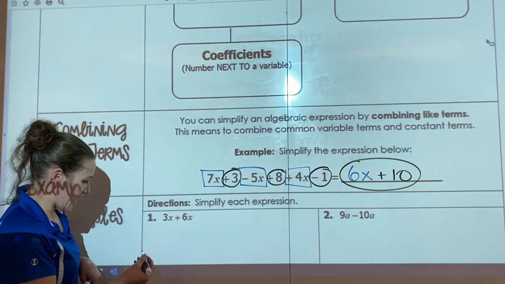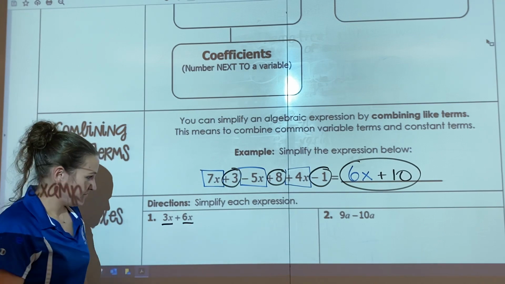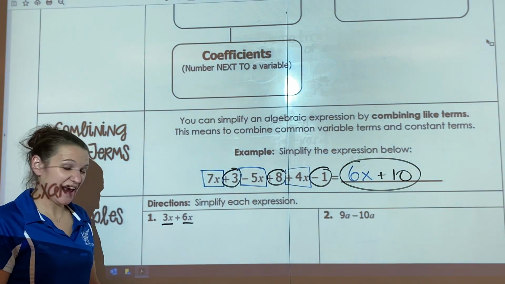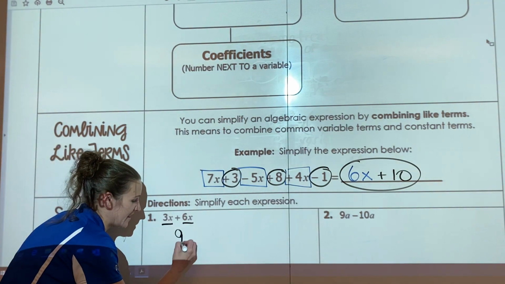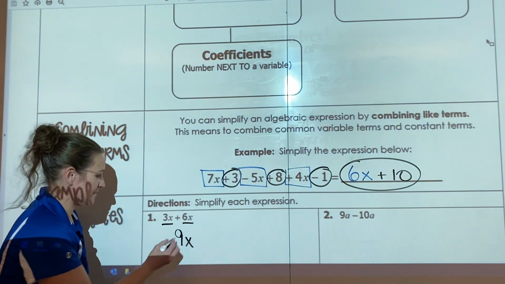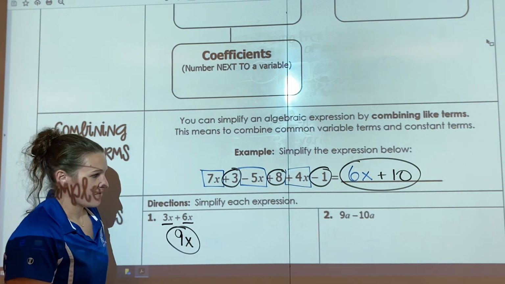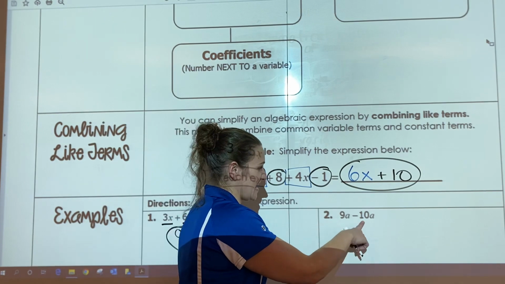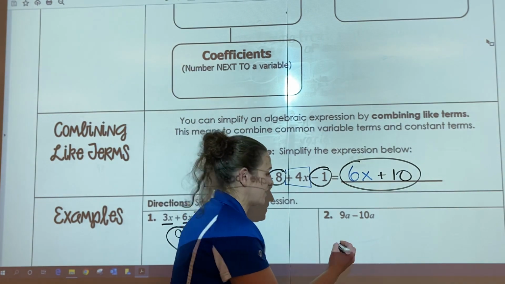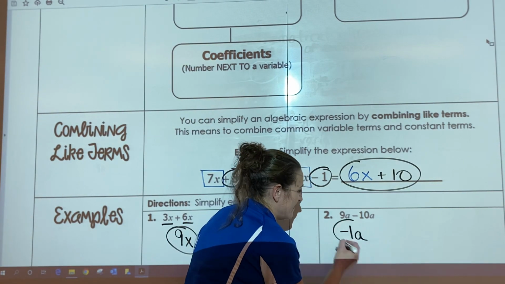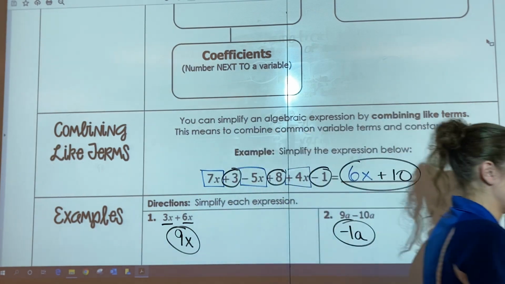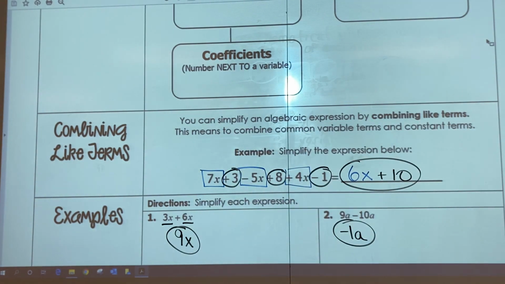All right, 3x, 6x. Those are like terms because they both just have an x. So together, they give me 9, and I'm going to keep the x exactly like it is. All right, we have 9a minus 10a. 9 minus 10 would give me negative 1a. Not too bad so far. Let's see a couple more examples.